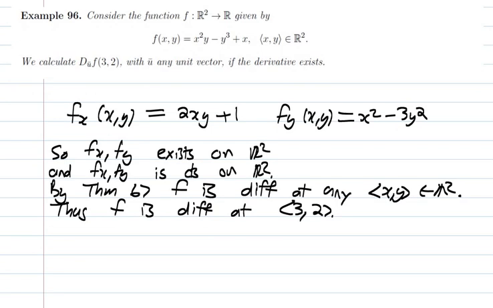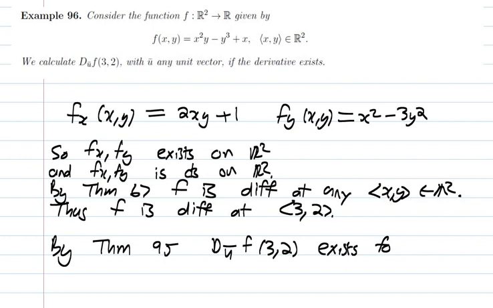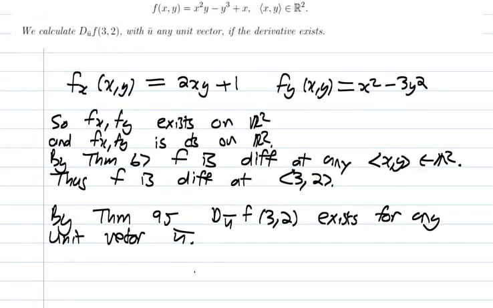Alrighty. So now we can continue and we can say that by Theorem 95, the directional derivative of f in the direction u exists for any unit vector u. All right. So now we're going to find an expression for this. Alrighty, so first we're going to say, okay, I'm going to need grad f.